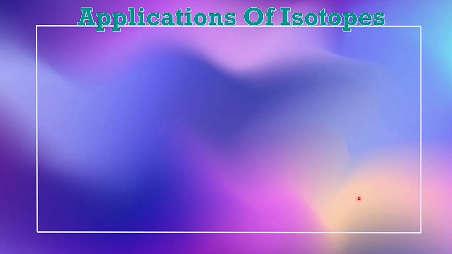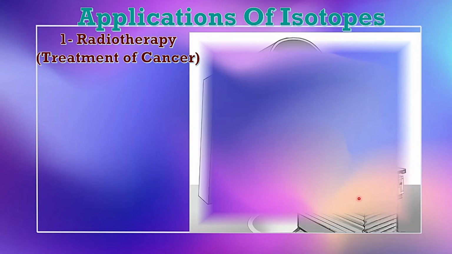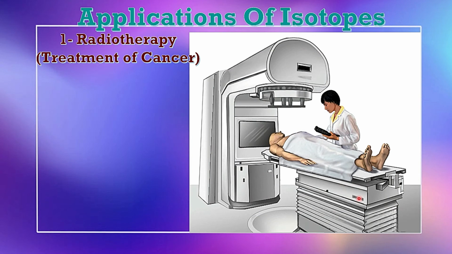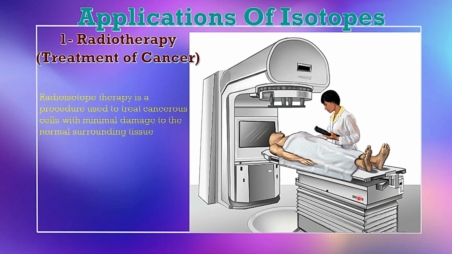Now we will discuss applications or uses of isotopes. Isotopes are very useful in various fields. First, we will discuss the uses of isotopes in radiotherapy, which is also known as treatment of cancer. Radioactive isotopes are used in this procedure. It is a procedure which is used to treat cancerous cells with minimal damage to the normal surrounding tissues.